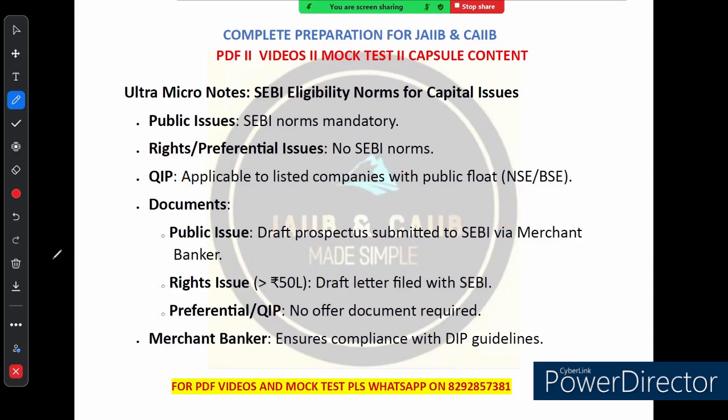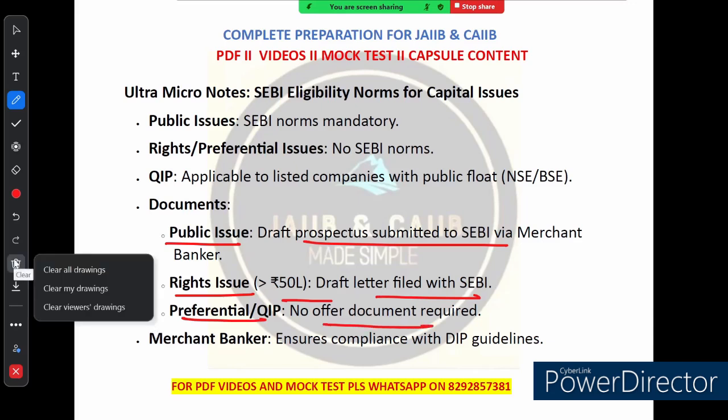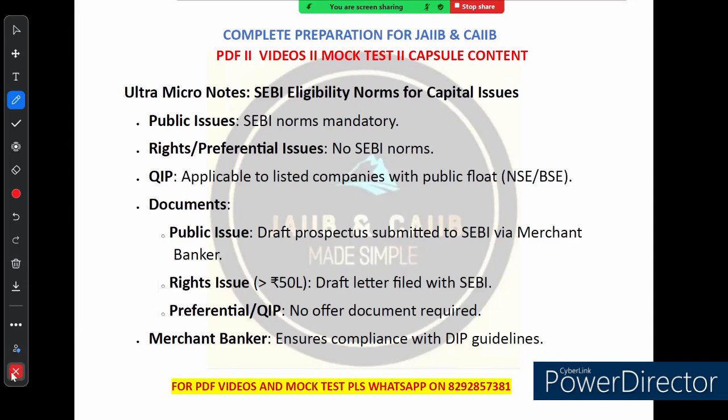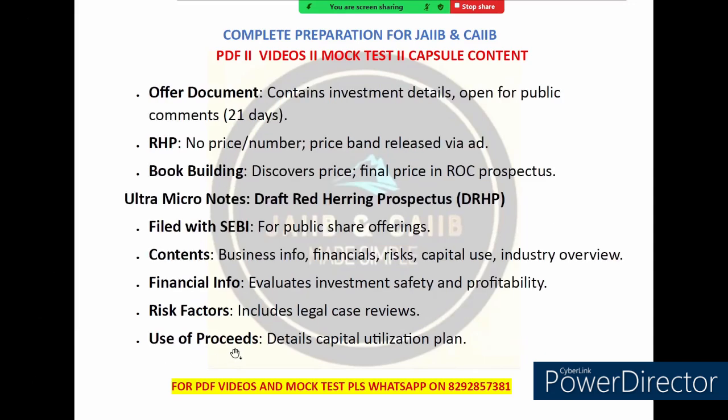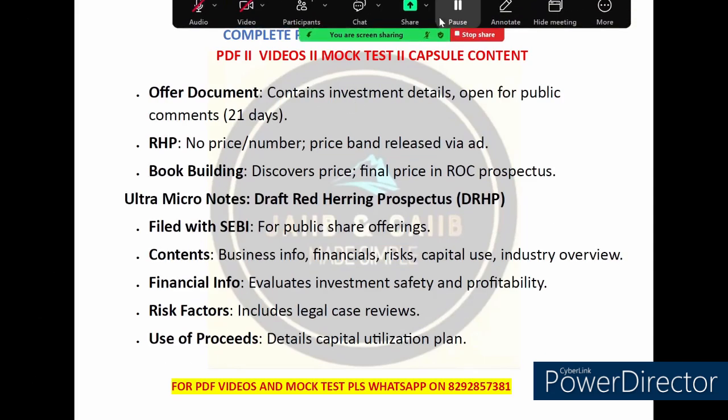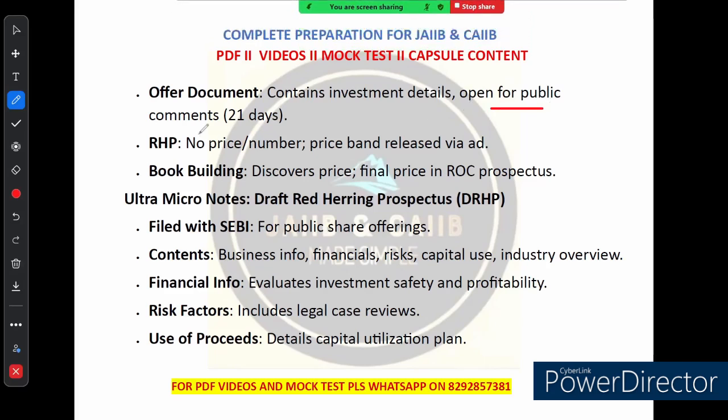Now let's talk about the key documents. What is the key document? For public issue, a draft prospectus is submitted to SEBI. Next is rights issue. For a rights issue over 50 lakh rupees, a draft letter is filed with SEBI. For preferential or QIP, no offer document is required. The merchant banker makes sure everything follows the rules, and the offer document with the investment details is open for public comments for 21 days, right?